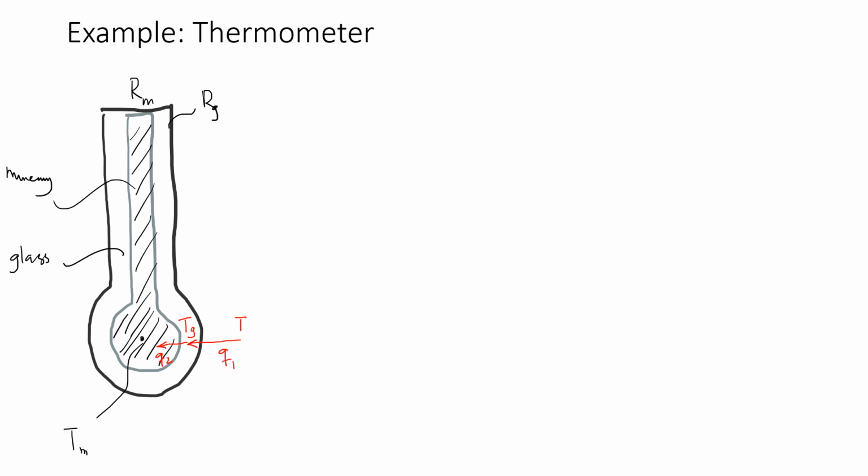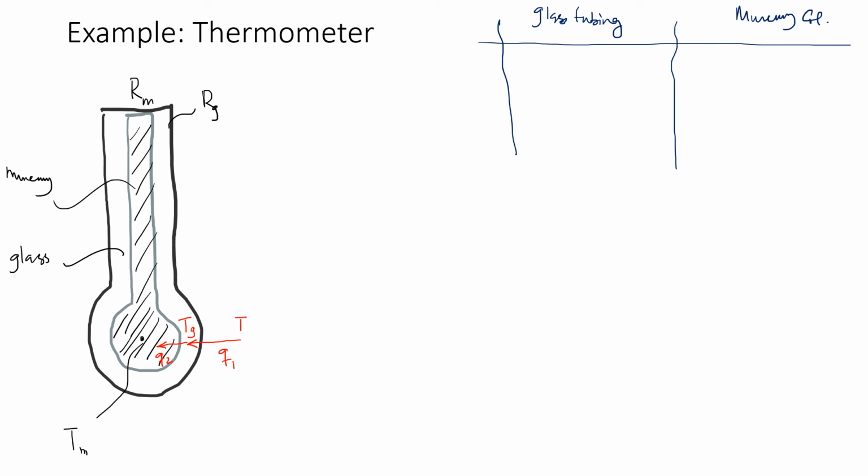So in this pursuit, I'll make two columns. I'll make one column for glass tubing, and I'll make one column for mercury column. And in these two columns, I would further subdivide this whole scenario into rows. So I can see that there is going to be a thermal resistance added to it. So this thermal resistor is going to be modeled. So I need to place that. So I'll write down those expressions over here.